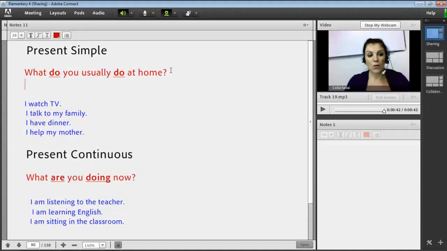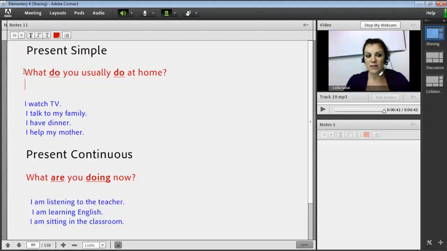Right, so what is the helping verb? What is the auxiliary verb in the present simple? That is my next question. That's right. Do or does. When do we use does? When the subject is he or she or it. That's right. So look at this question. What do you usually do at home? How can you change that?